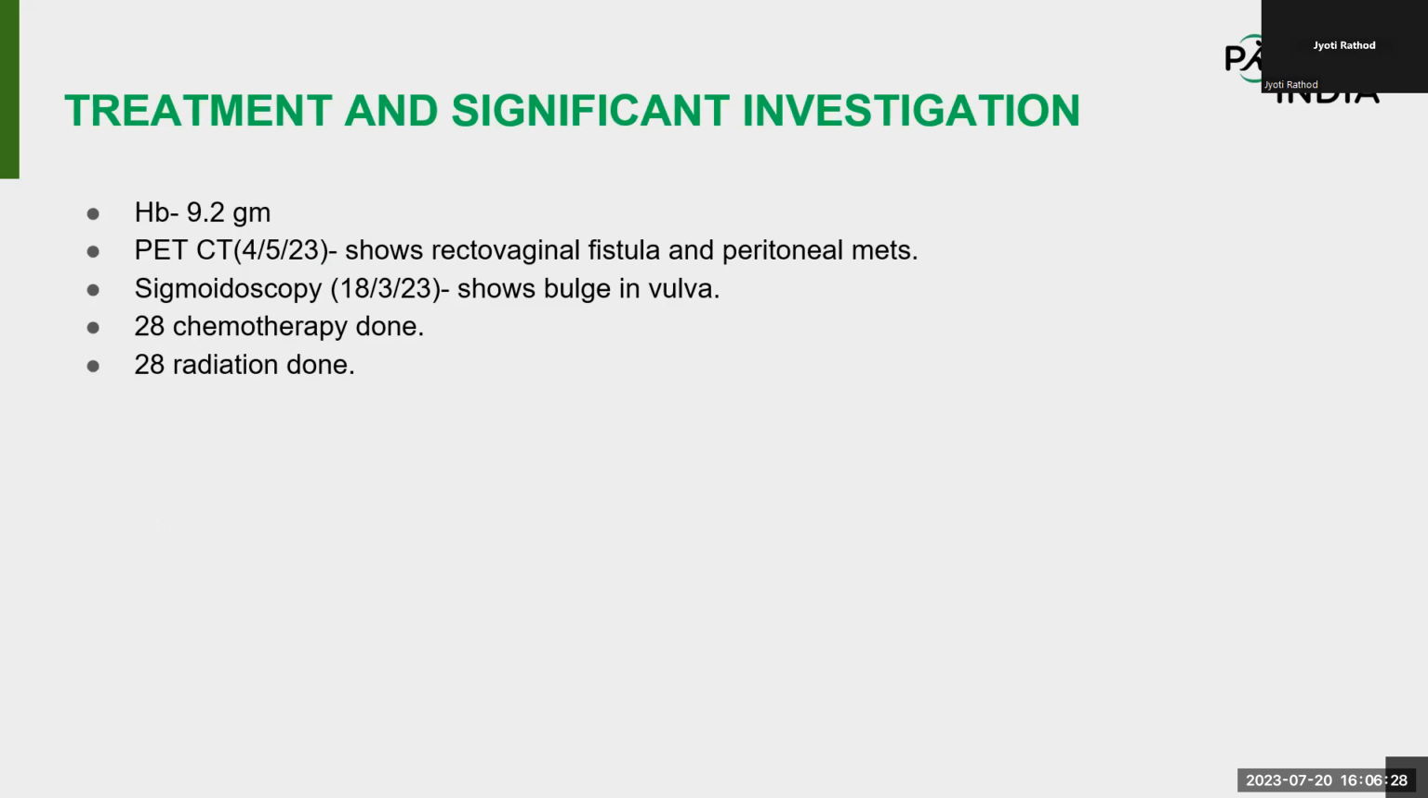Treatment and significant investigation. Hb is 9.2 grams. PEG has been done for the patient on 4/5/23, which shows rectovaginal fistula and peritoneal mets. Sigmoidoscopy has been done on 18/3/23, which shows bulge in vulva. 28 chemotherapy and 28 radiation have been done.